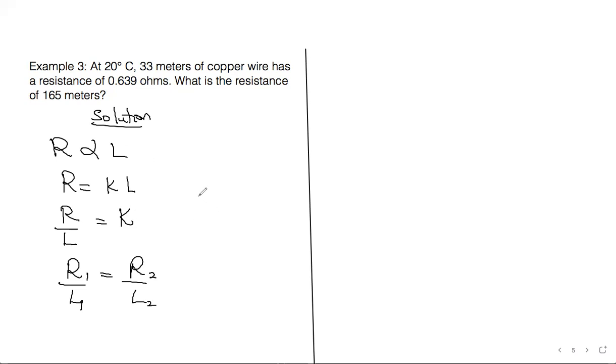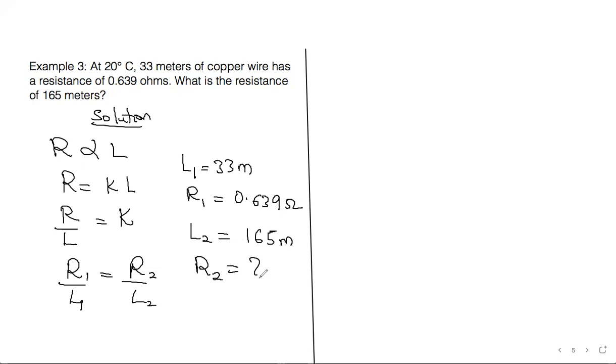So now, for the first case, L1 is 33 meters from the question, and the resistance that corresponds to that, R1, is 0.639 ohms. Then I have another length, L2, as 165 meters. I'm to calculate the resistance that corresponds to that. So by applying this relationship and cross multiplying, I will have R2 to be R1 L2 divided by L1.